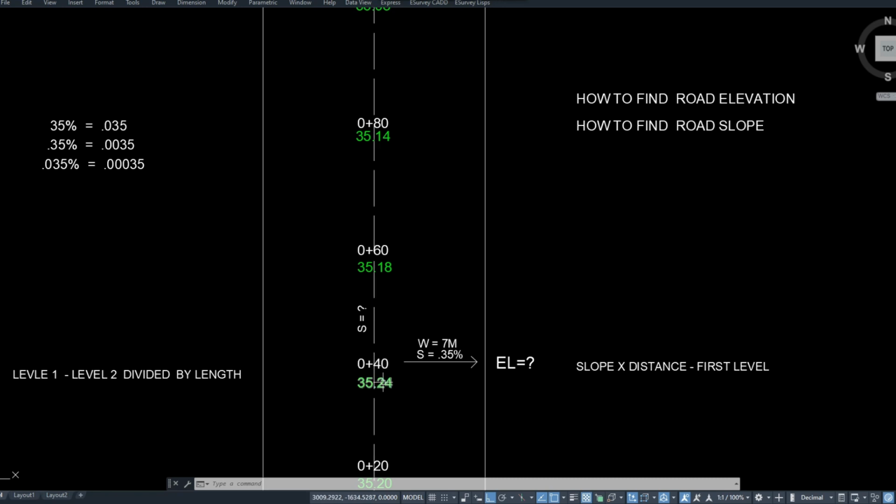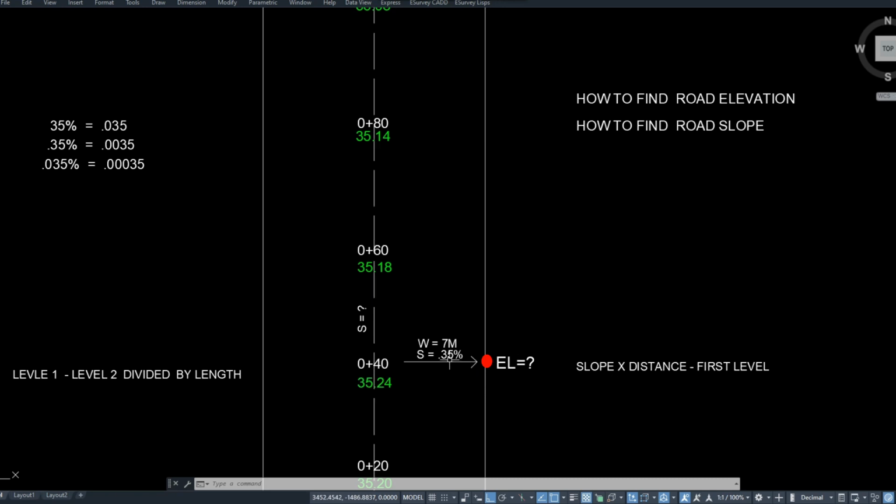Here we have an elevation of 35.24. The width or length of the road is 7 meters, and the slope is 0.35%. Let's find this elevation, as the road slope is on the right side. The formula is slope into distance minus first level. Slope is given here, length is also given here, and this is the first level.